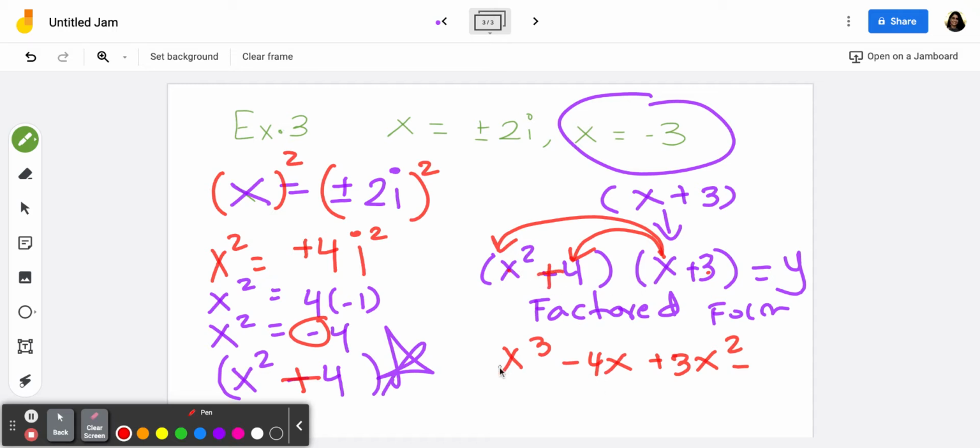X squared times x, x cubed. Positive 4 times x, positive 4x. 3 times x squared, 3x squared. 3 times 4, 12. Okay, that's my final answer. Let me rewrite it in standard form. X cubed, then the 3x squared, then the 4x, then the 12.